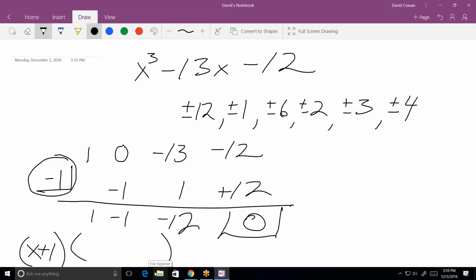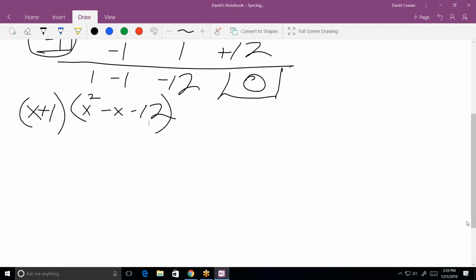So x squared minus x minus 12. Good. And then that is a quadratic that we can factor further. So now we have x plus 1 as one linear factor, and this is going to produce two more linear factors. What are they?